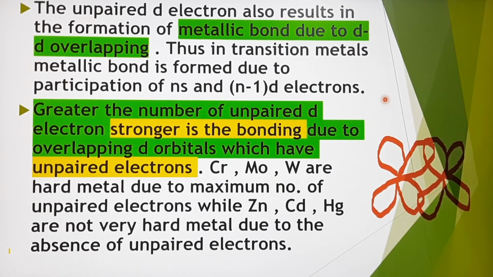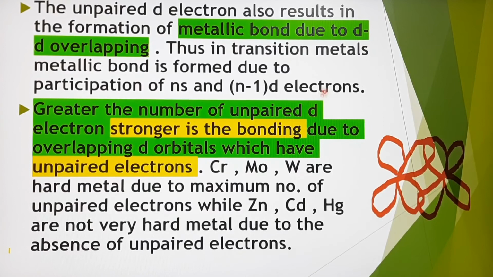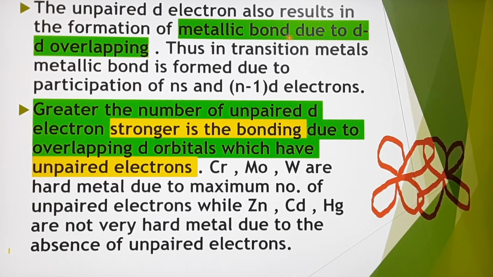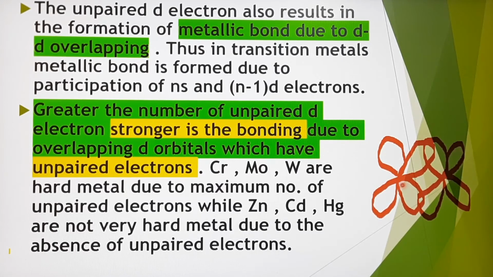That kernel of one metal atom attracts the mobile electron of another metal atom and metallic bonds are formed. So that metallic bonding is also here, but along with the attraction between kernel and mobile electron, one specific type of bonding is also here in case of d block elements. That's why they are hard.